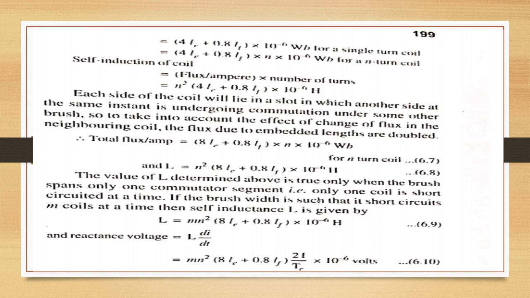So the self-inductance of the coil is N square into (4 Ic plus 0.8 If) into 10 power minus 6. Total flux per ampere is L equal to N square into (8 Ic plus 0.8 If) into 10 power minus 6 henry. The value of self-inductance determined is valid only when the brush spans only one commutator segment, that is only one coil is short circuited at a time. If the brush width is such that it short circuits m coils at a time, then the self-inductance is given as N m square into (8 Ic plus 0.8 If) into 10 power minus 6 henry, and the reactance voltage is L dI by dt, that is m N square into (8 Ic plus 0.8 If) into 2I by Tc into 10 power minus 6 volts.